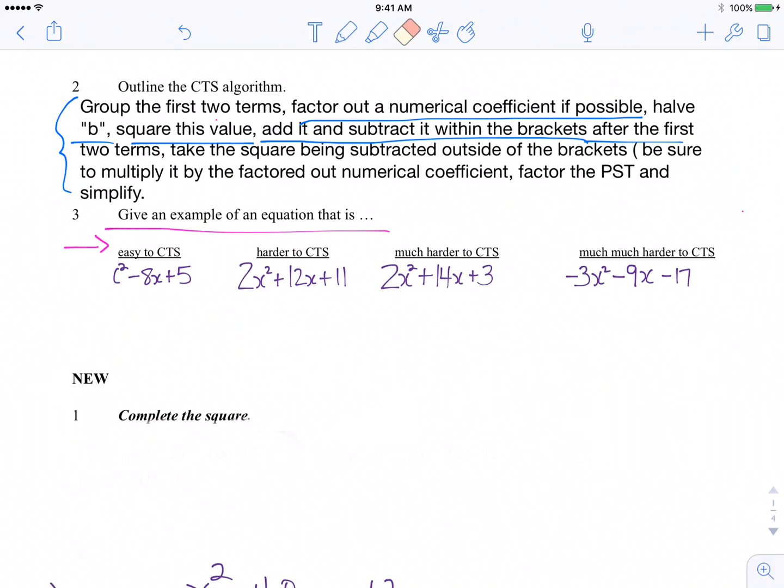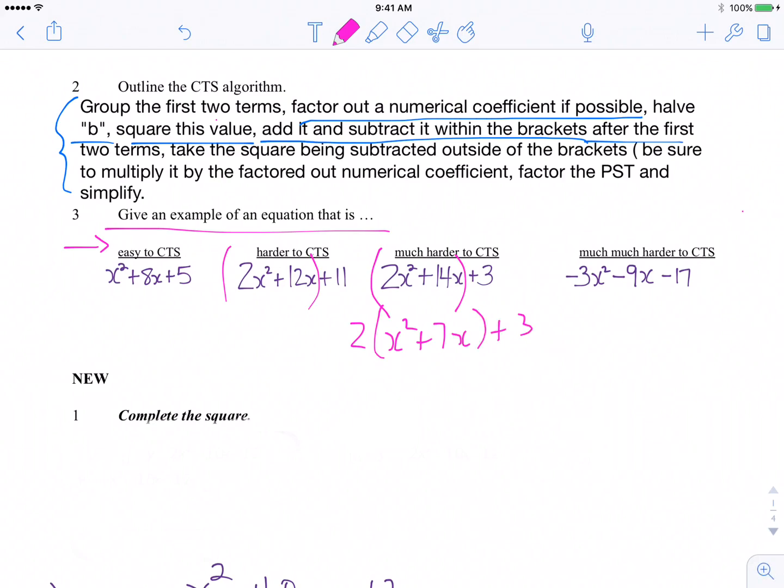Where it becomes a little more difficult is here in the example I just showed you. We're grouping the first two terms, and now you have to take out a numerical coefficient. Not a big deal, but this is harder because once we take out the 2, we end up with 2x squared plus 7x plus 3. And we're not taking out an x.